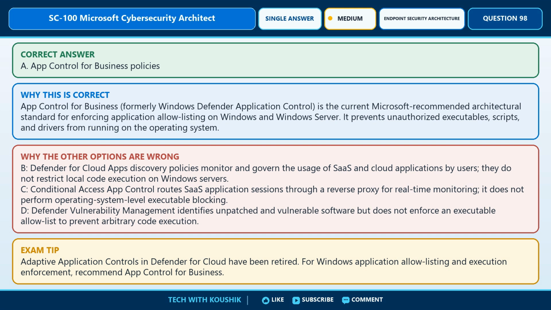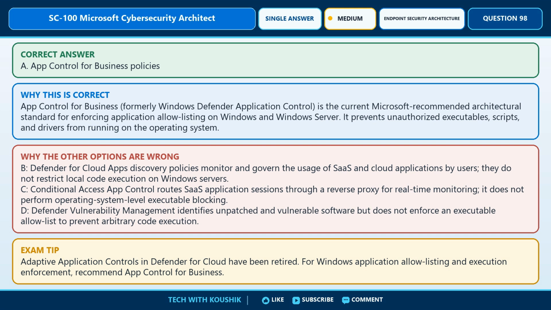Why are the other options not correct? B. Defender for Cloud Apps Discovery Policies monitor and govern the usage of SaaS and cloud applications by users. They do not restrict local code execution on Windows servers. C. Conditional Access App Control routes SaaS application sessions through a reverse proxy for real-time monitoring. It does not perform operating system-level executable blocking.